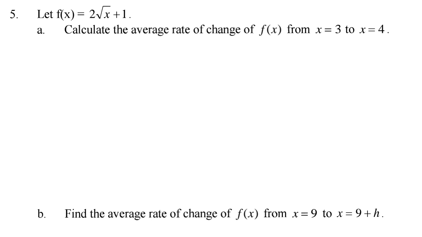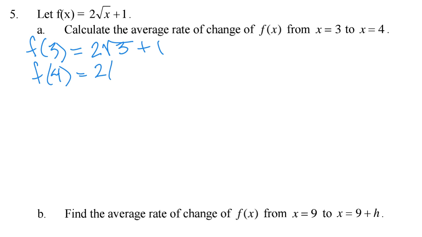So that's where we're going to have to find f of 3. It's going to be 2 times the square root of 3 plus 1. Nothing I can do with that. And f of 4, which is 2 times the square root of 4. Square root of 4 is 2. 2 times 2 is 4. 4 plus 1 is 5. And we're looking for AROC.